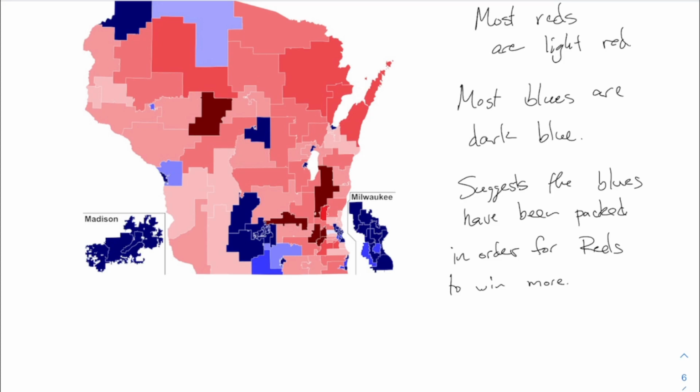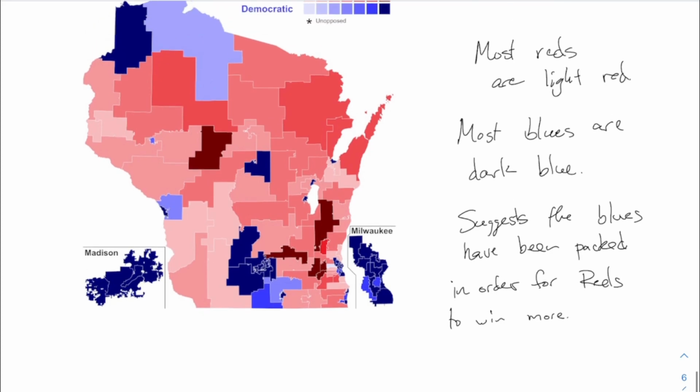It doesn't necessarily mean that there's funny business going on here, because in a sense, it is natural for the cities to vote blue. So it's not a surprise that the cities are all blue. It is a bit of a surprise that all the blues that you see here are super dark blue. That is not really a natural thing. Okay, suggests that the blues have been packed in order for reds to win more.